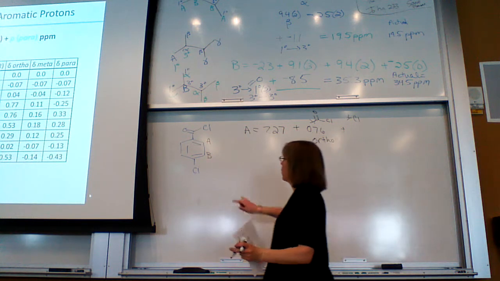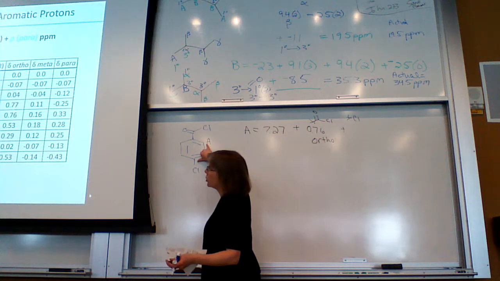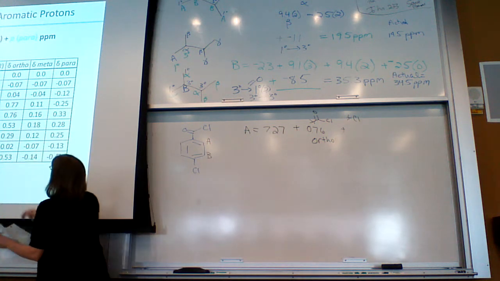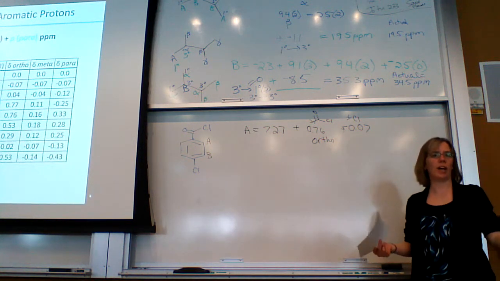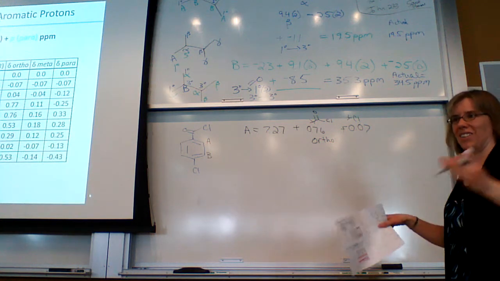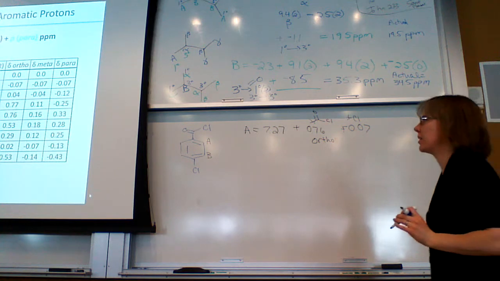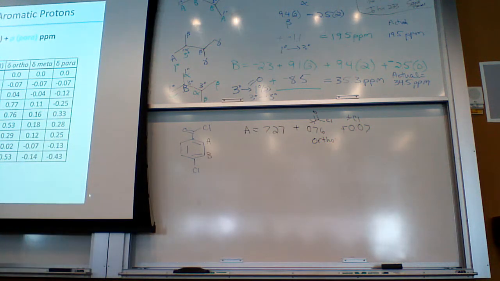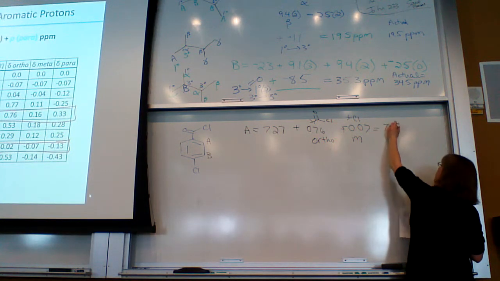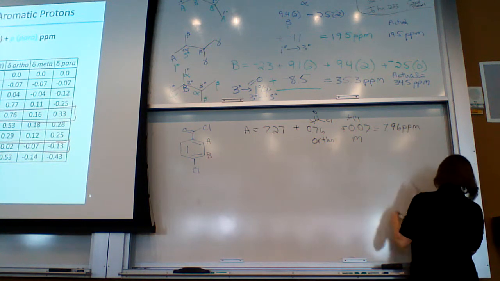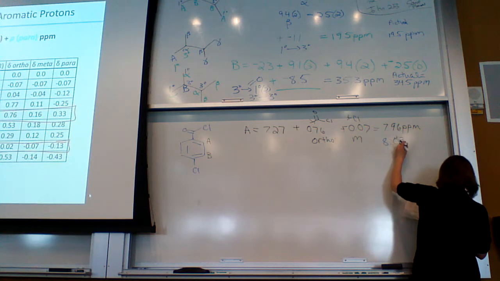And our chlorine from A has a meta relationship. And so we will use the negative 0.07. Note these are much smaller values than we had for carbon because it's a smaller chemical shift range that we're looking at. So we're looking at decimal places rather than whole numbers for most of these. And that was the meta relationship. And then this adds up to 7.96 parts per million. The actual value here is 8.03 parts per million.